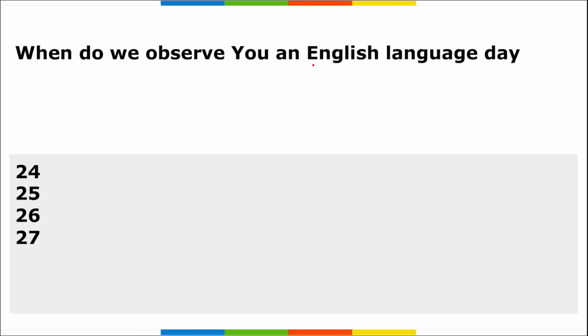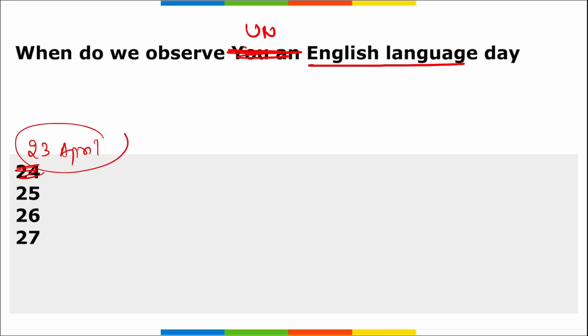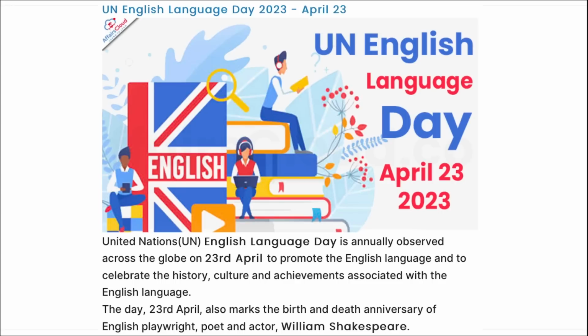Next, when do we observe English Language Day? That is UN English Language Day. UN English Language Day is observed on 23rd of April, and it marks the birth and death anniversary of English playwright, poet and actor William Shakespeare. Here you can see, UN English Language Day on 23rd of April.